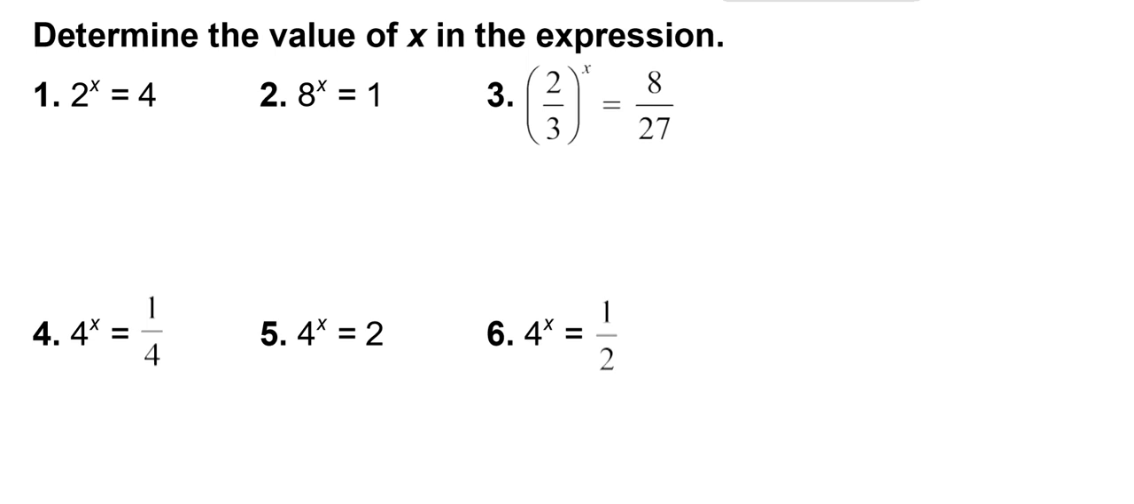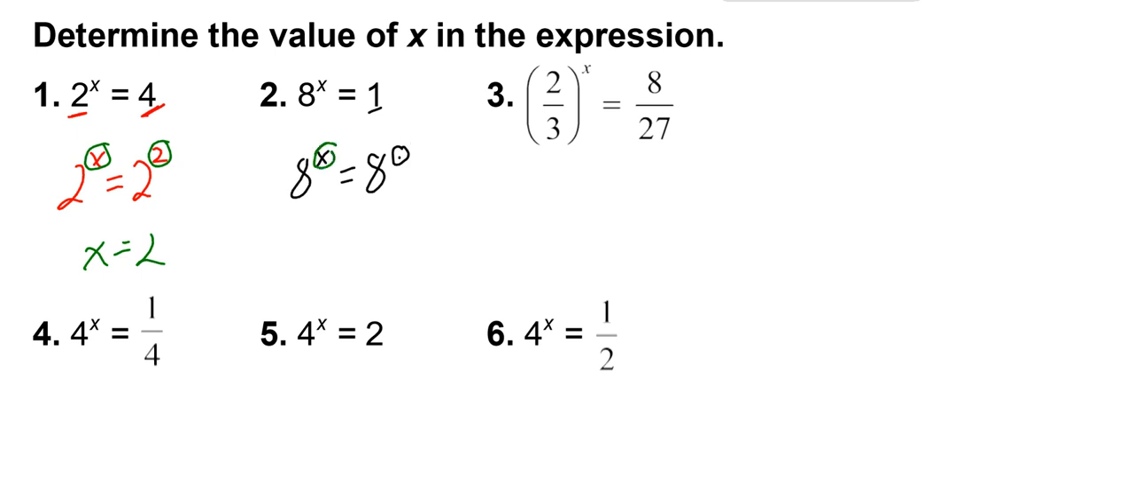First, let's think about these cases when x is in the exponent. If we have nice numbers that are powers of, let's say, 2, we can say 2 to the x is equal to 4, and 4 is 2 squared. So by inspection, I can see that x is 2. Doing number 2 similarly, 1 can be written as 8 to the 0 power, and I have 8 to the x. So by inspection, x is equal to 0.